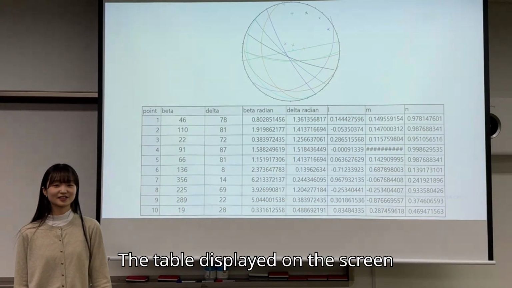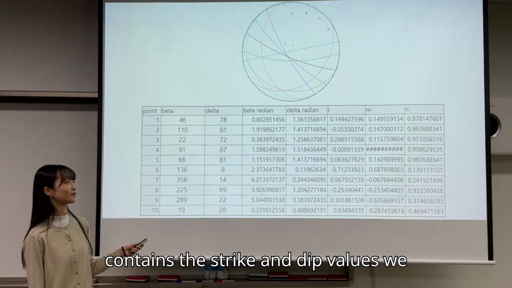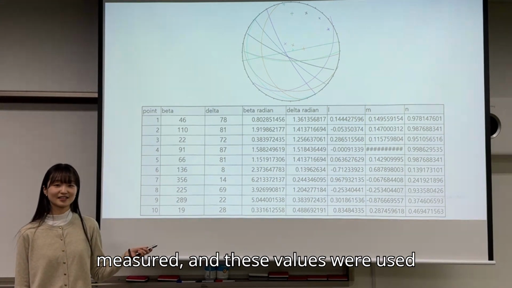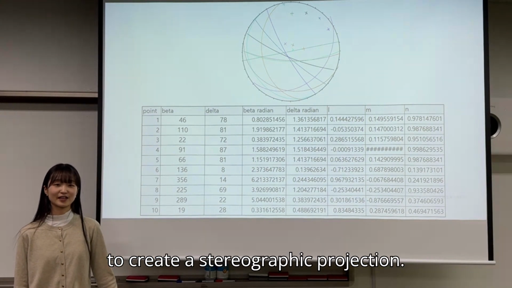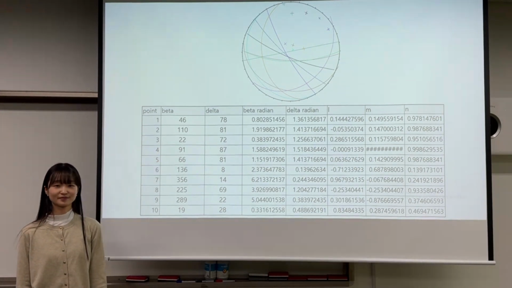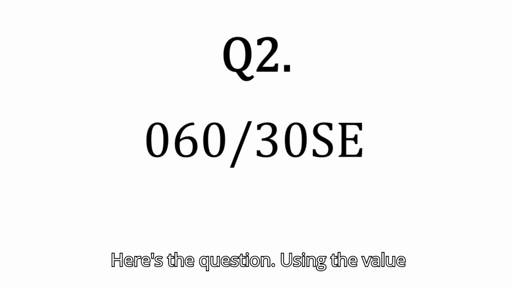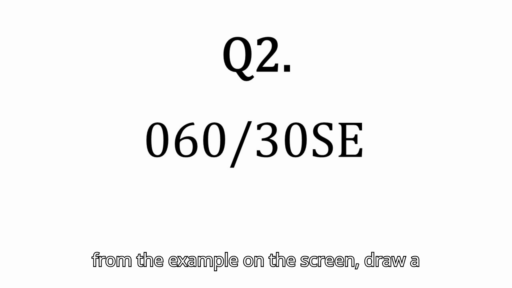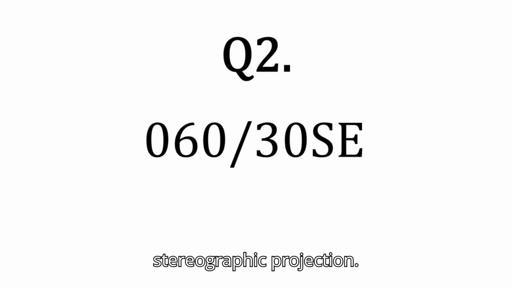The table displayed on the screen contains the strike and dip values we measured, and these values are used to create a stereographic projection. Here's the question. Using the value from the example on the screen, draw a stereographic projection.